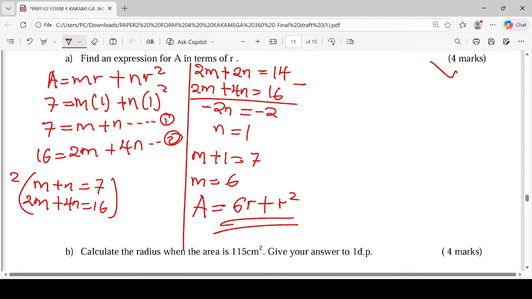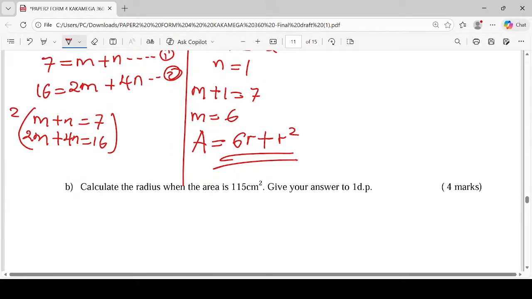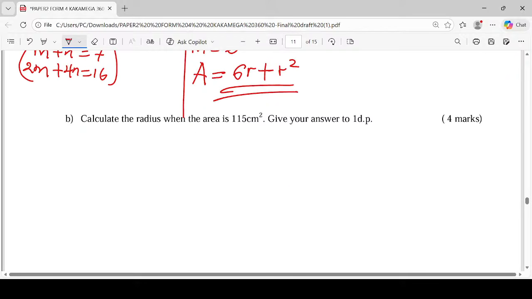You can see how simple mathematics is. Very, very simple questions, ladies and gentlemen. Part B: calculate the radius when the area is 115 to 2 dp. So here you just need to do substitution. Area is 115, so I'll start with 115.